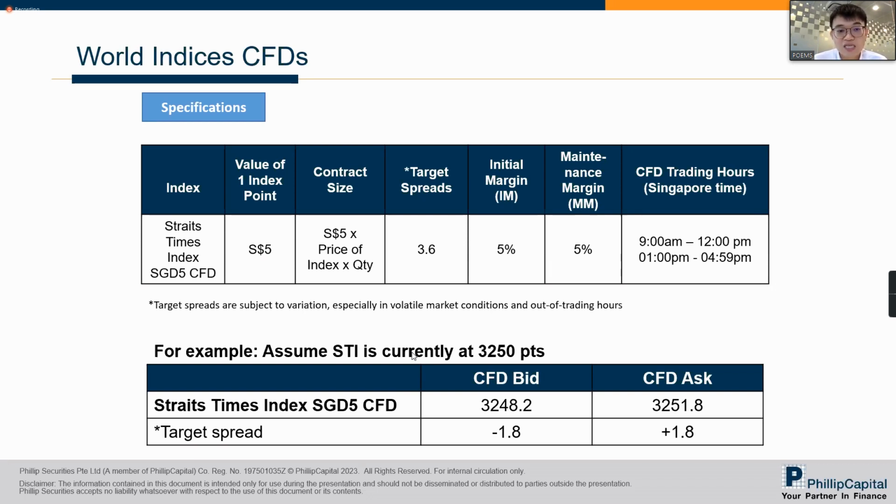For example, assume STI is currently at 3,250 points. For the STI SGD 5 CFD, the bid price we could offer is minus 1.8, the target spread, which is 3248.2. For the ask price, we are plus 1.8, which means you will get the price of 3251.8. For bid, you have to minus; for ask price, you have to add on the 1.8, as our target spread is 3.6. But this is not fixed. This is just an example, and it might be different every time.